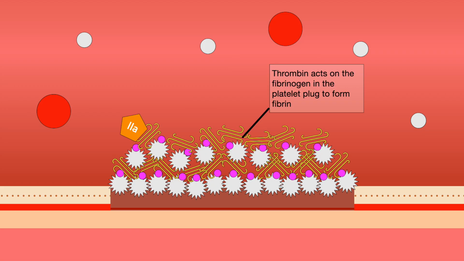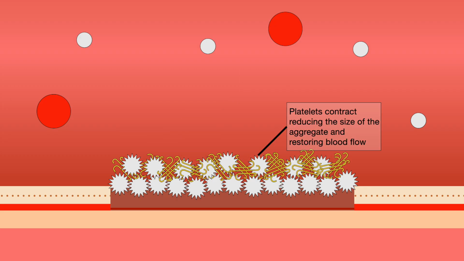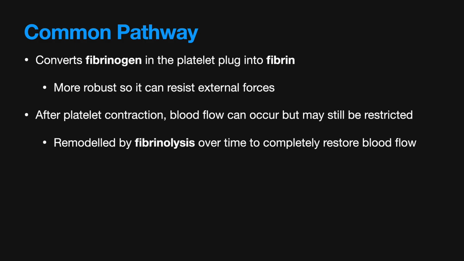Thrombin acts on the fibrinogen in the platelet plug to convert it into fibrin. From there, factor 13 stimulates cross-linking of the fibrin to make it insoluble, forming a waterproof barrier. Now that the clot has formed, the platelets contract, which reduces the size of the aggregate and restores a relatively normal blood flow. So the common pathway converted fibrinogen in the platelet plug into fibrin. This makes it more robust so it can resist external forces.